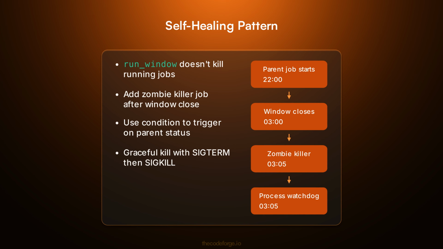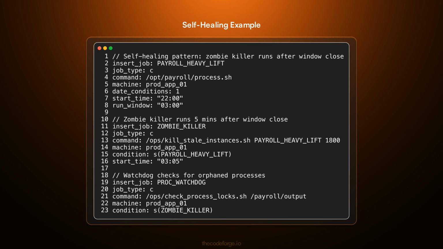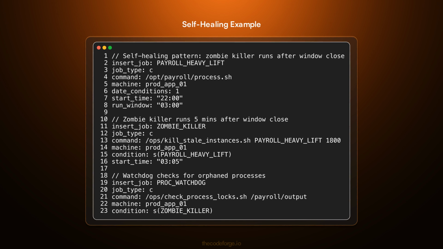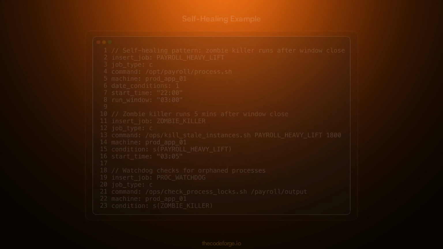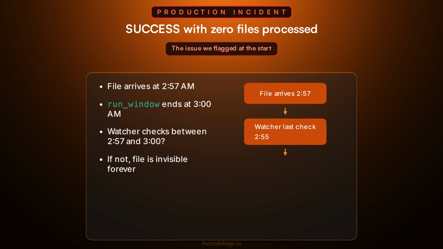Always use a grace period. SIGTERM first, then SIGKILL. This pattern uses a zombie killer job that runs after the window closes. It kills the parent job if still running, then a watchdog checks for orphan locks. This prevents resource leaks. This is the same issue we highlighted at the start.